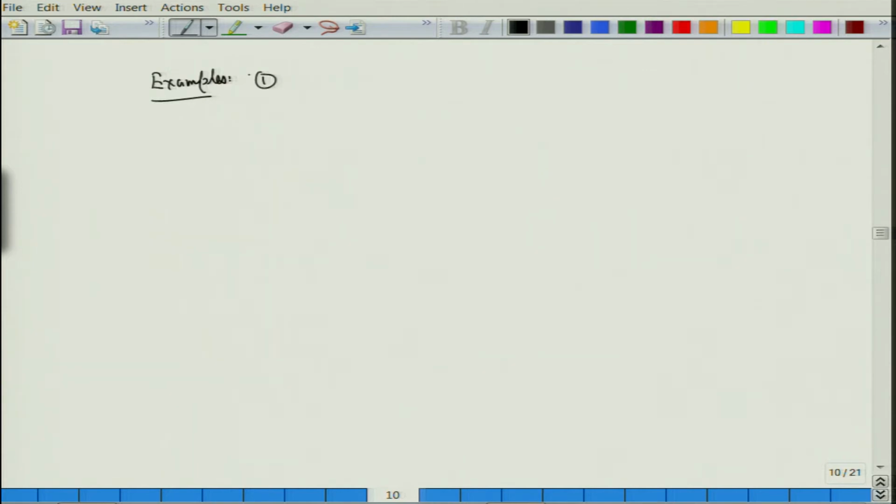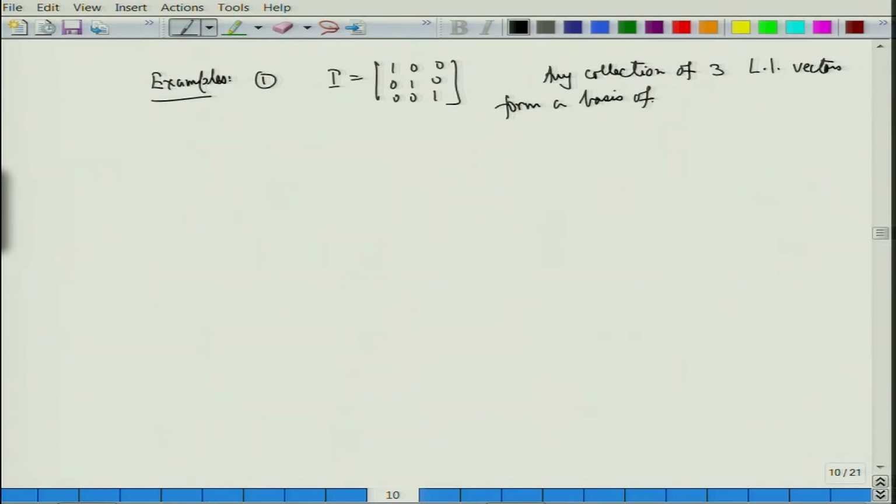One example that is very important is what is called an identity matrix. Suppose I am looking at the identity matrix 1 0 0, 0 1 0, 0 0 1, fine. If I have this, then you can see that any collection of 3 linearly independent vectors forms a basis of the null space of A minus I sub 3, alright. Let me write A here so you will not have a confusion.